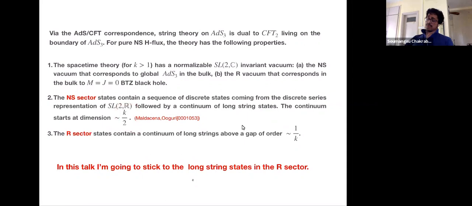People conjectured this gap, or maybe came up with some indirect argument why this gap is k/2. But in the most concrete, algebraic way, this gap k/2 was discussed by Maldacena and Ooguri in the first paper of their series of three papers on AdS3 string theory. Whereas in the R sector, there is also a continuum, but the gap is much less. The gap is 1/k. So for large enough k, the gap is very, very small.